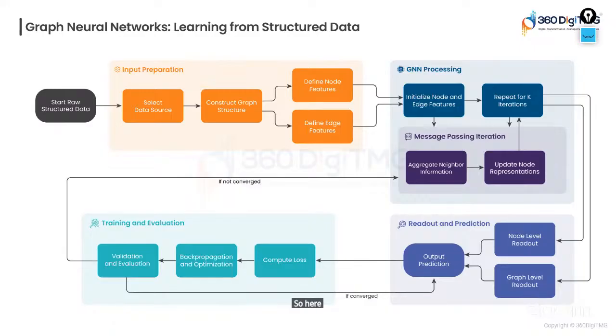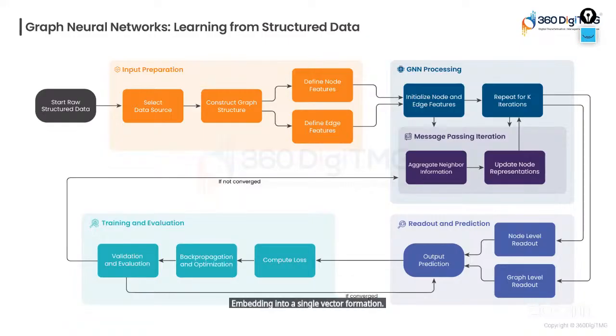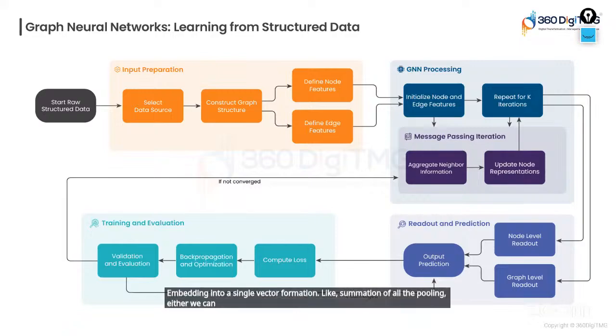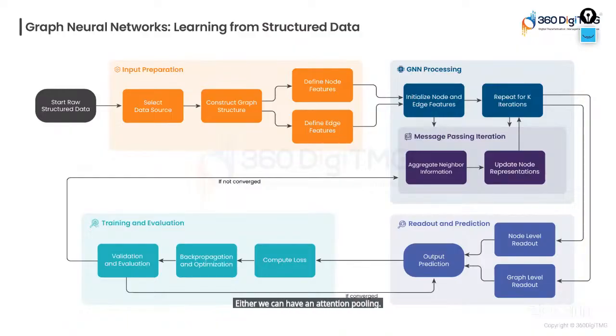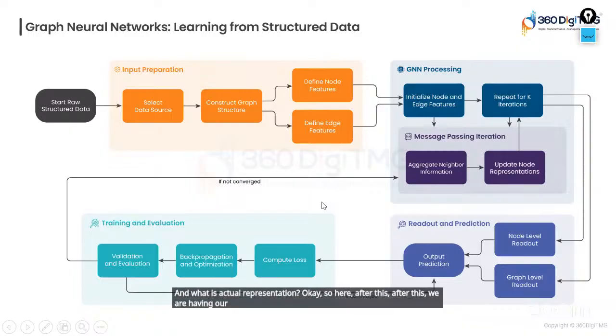In the graph level readouts, we will have our pool node. Pool node means all the nodes together embedded into a single vector formation. Either we can have a summation, a mean pooling, or an attention pooling; we can have multiple. Likewise, in the node level, we will have our final node embeddings. We will pass the final node embeddings through and classify what is actually there and what the actual representation is. After this, we have our output prediction.